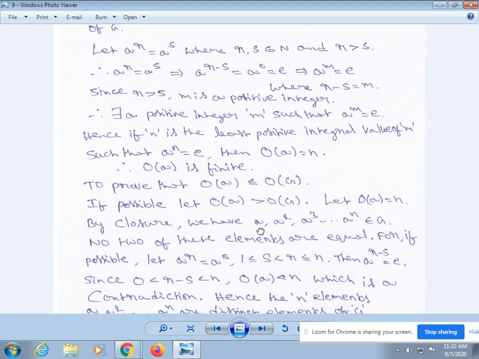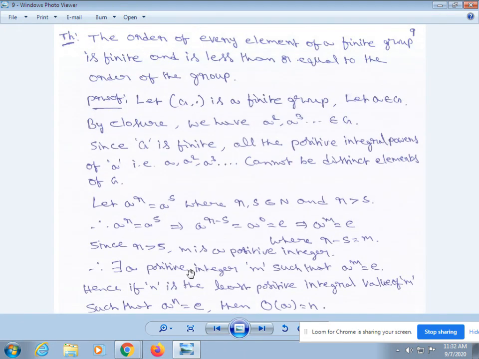Next, we will discuss another theorem. The order of every element of a finite group is finite and is less than or equal to the order of the group. Proof. Let G be a finite group. Let a belong to G. By closure, we have a square, a cube, and so on belong to G. Since G is finite, all the positive integral powers of a, that is a square, a cube, and so on, cannot be distinct elements of G.